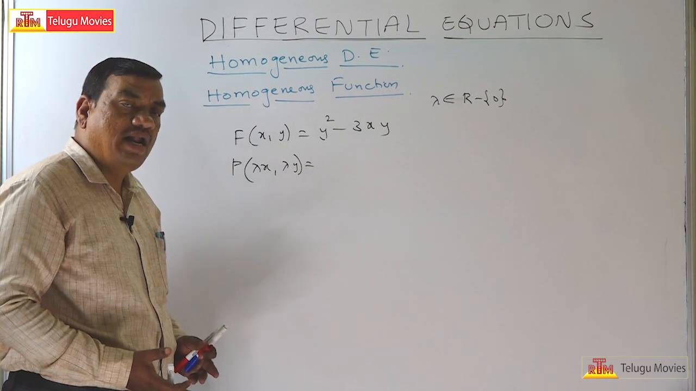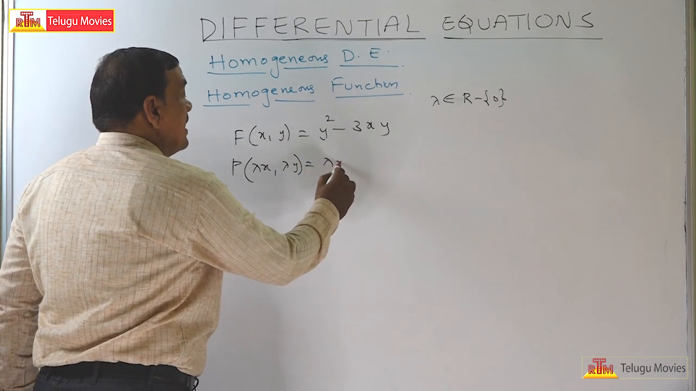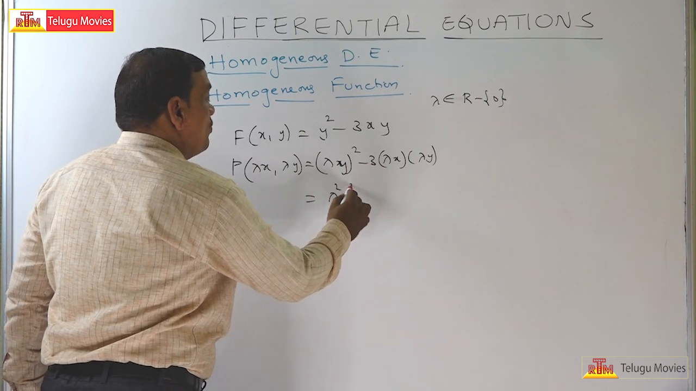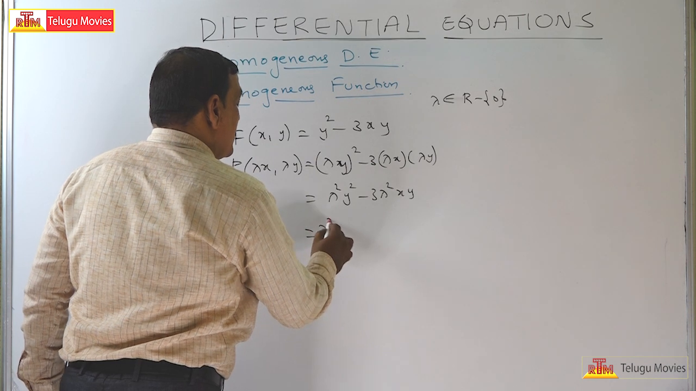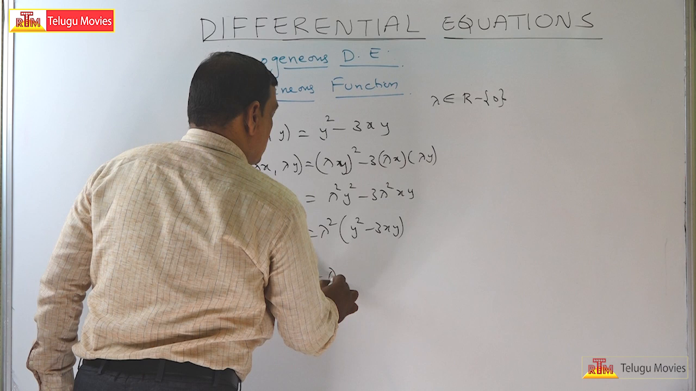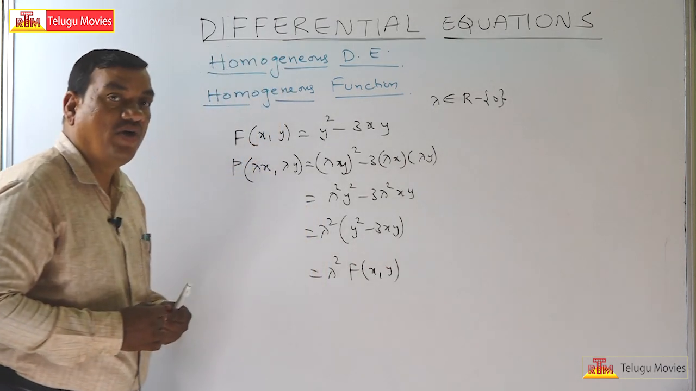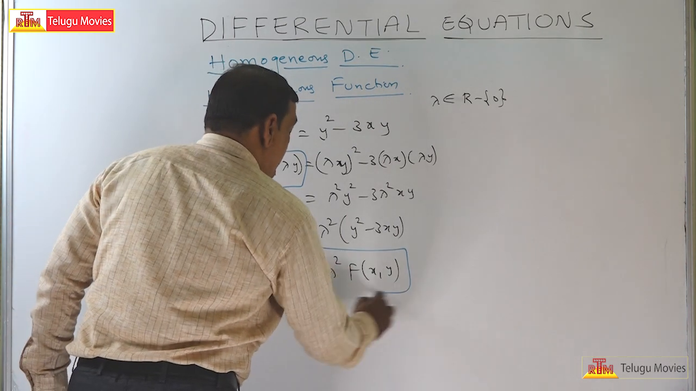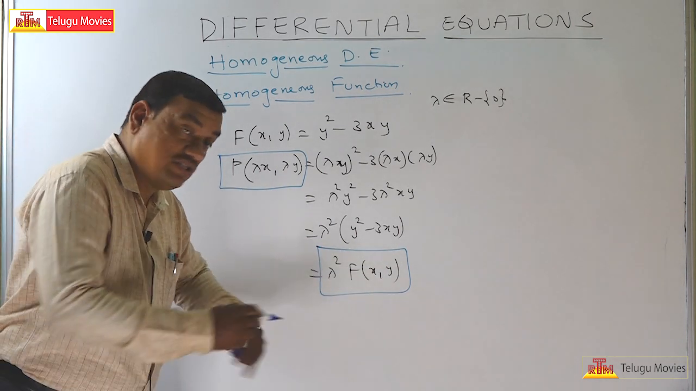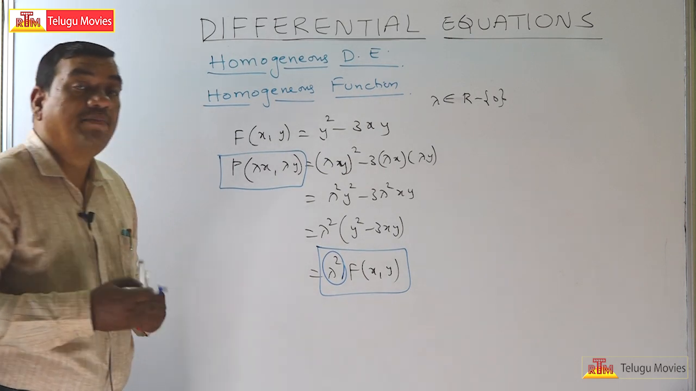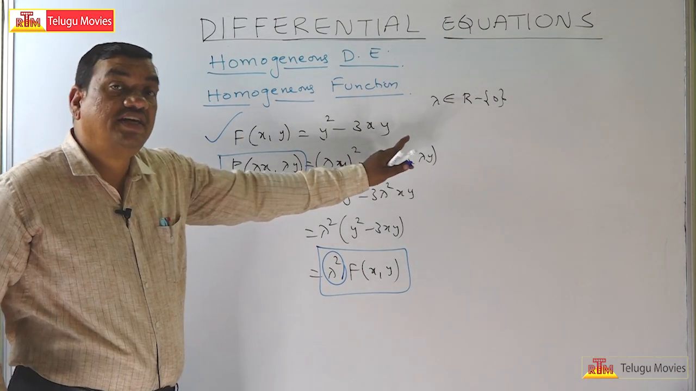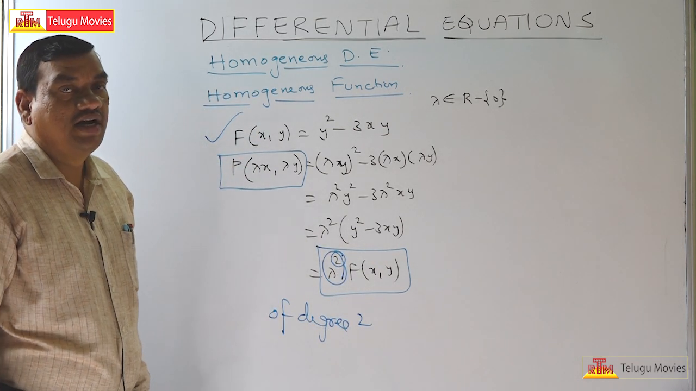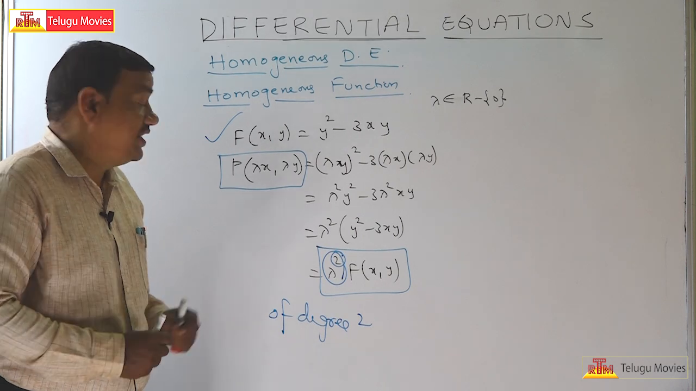Wherever x is there, substitute lambda x, and where y is there, lambda y. Lambda y whole square plus 3 into lambda x into lambda y. So this is lambda square y square plus 3 lambda square xy. You can take lambda square common, and you get lambda square into F of x comma y. That means f of lambda x, lambda y gives lambda square into f of x, y. You get your original f of x, y, with lambda square before it. Then we call it a homogeneous function of degree 2. Understand this, it is a homogeneous function of degree 2.